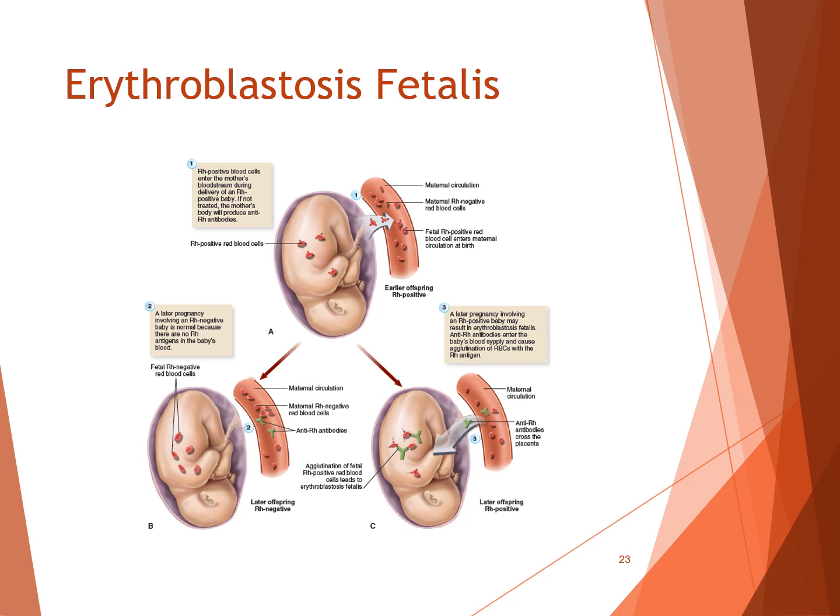So typically when we have a mom that is Rh negative, we give her something called RhoGAM, and RhoGAM is going to stop the mom's body from forming those anti-Rh antibodies.